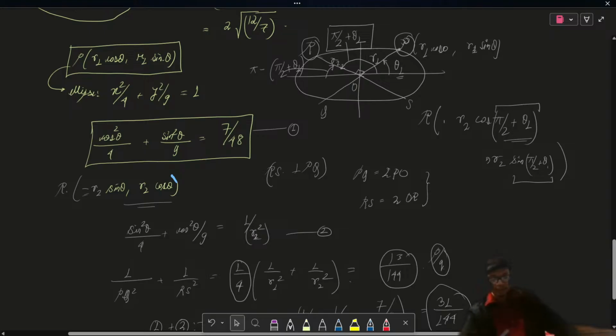Alright, with this we come to the end of today's lecture, and I hope I was able to clear all your doubts. In the next lecture, which is going to be the last lecture on ellipse, we're going to discuss some miscellaneous topics on ellipse, solve some previous year JEE mains problems, and also try to solve some JEE advanced problems.